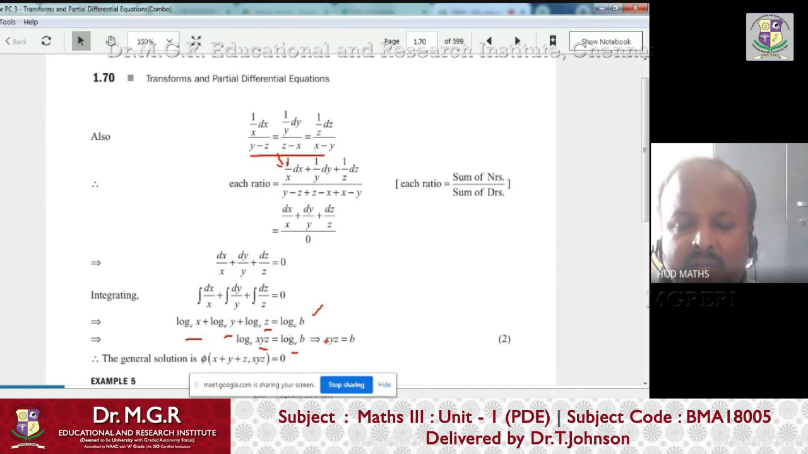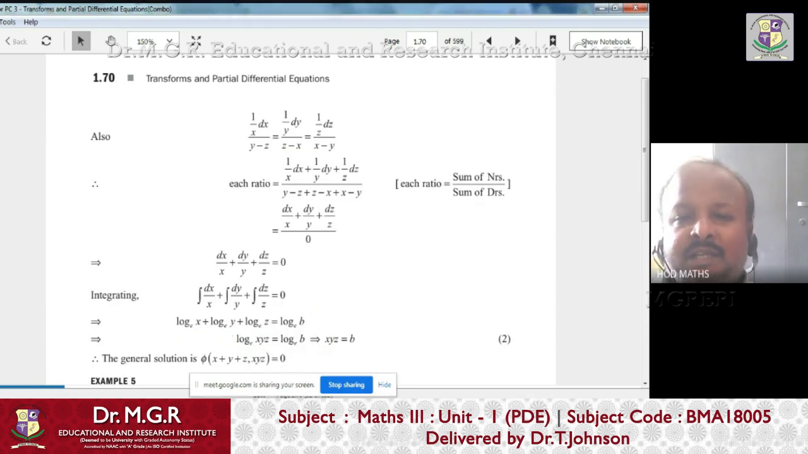Again, try to understand, they are not cancelling log and log. They are saying log of xyz is the same as log b. Then according to logarithms, if the log values of two terms are equal, the two terms must be equal. So log of xyz equals log b means definitely xyz should equal b. So from that you will get the second term v.